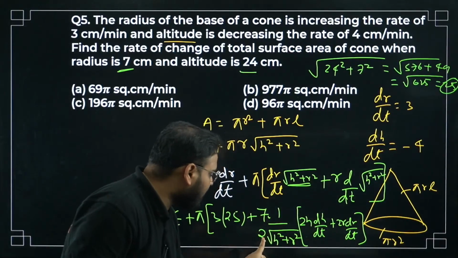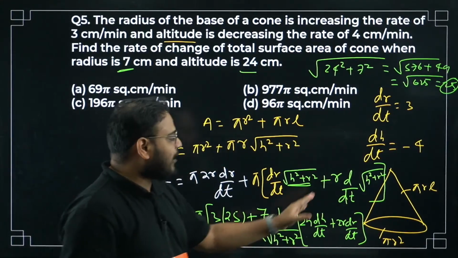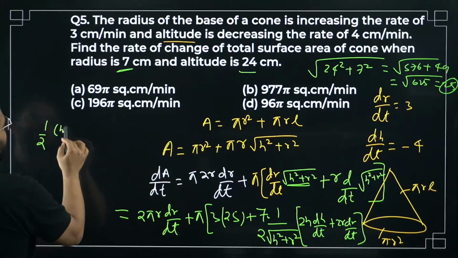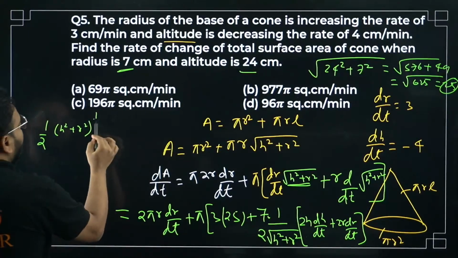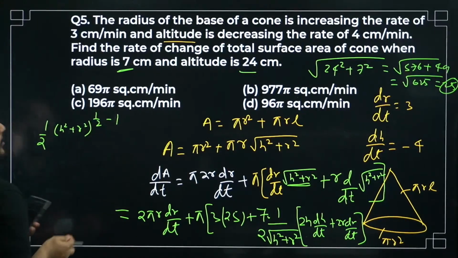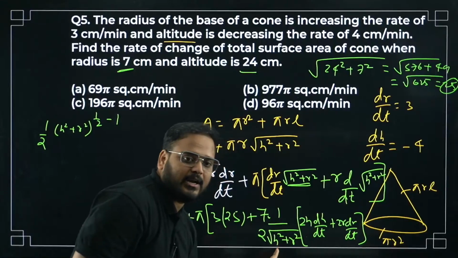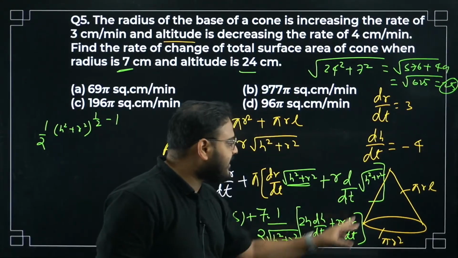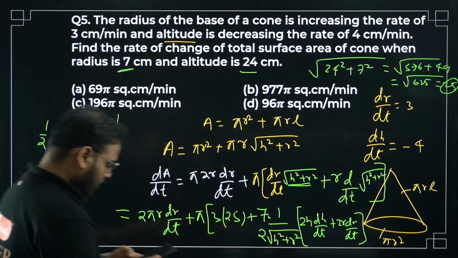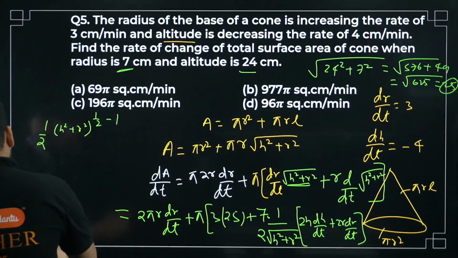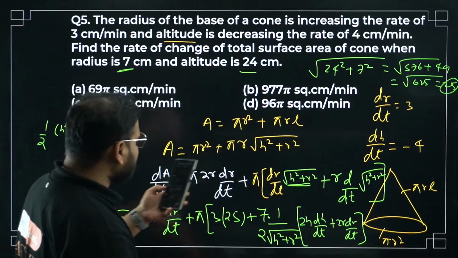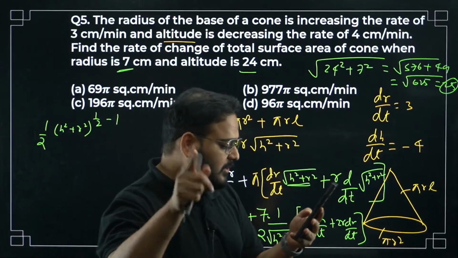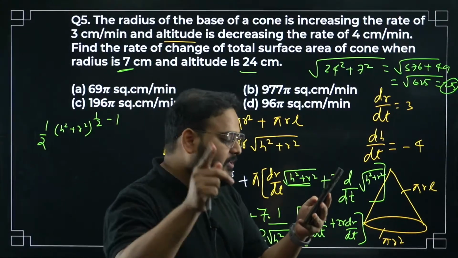1 by 2 will come in front as the coefficient. It will become h square plus r square to the power 1 by 2 minus 1, so it will become negative 1 by 2. Hence the root is in the denominator now. Chain rule is applied to the inside part, so it will become 2h dh by dt and 2r dr by dt. Not a problem. I'm getting options now. Option C is incorrect. Option D is right. So Chandan, Navyasri, option D is right.